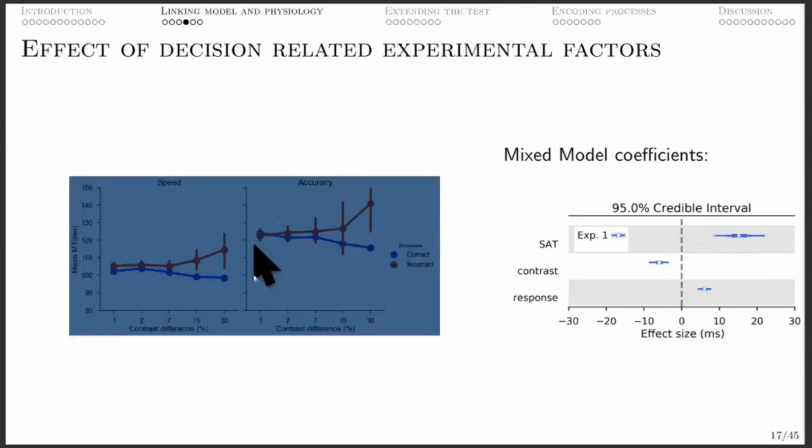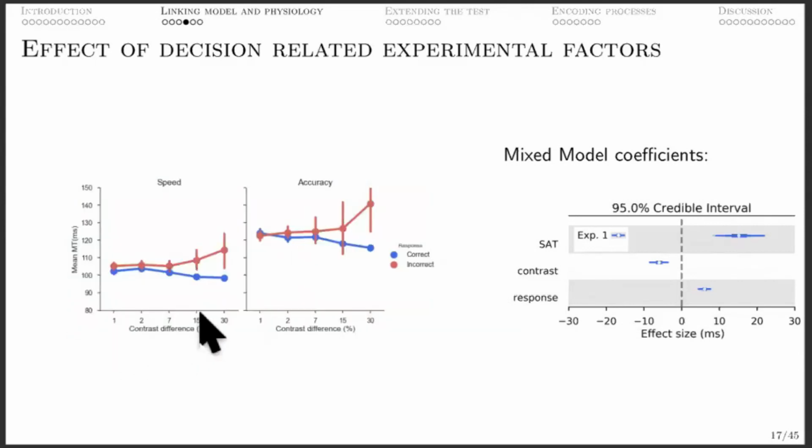Now on to the next effect, we can look at the effect of the contrast difference, going from a hard trial to an easy trial. For that, I ask you to first focus on the blue line, which represents the correct response. We see that the mean motor time in both conditions decreases as the easiness of the trial increases.